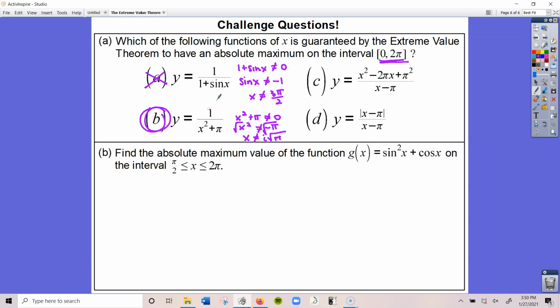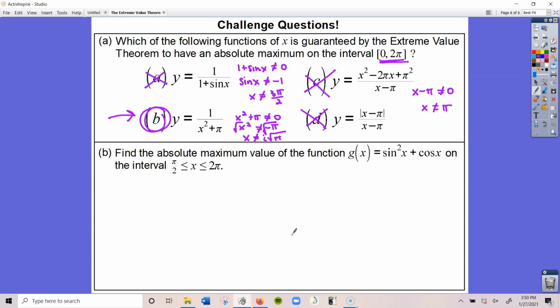But just so that you can see, in case you got this and you were like, I don't know what that means, you can check your other ones. For both of C and D, the denominators are the same. So x minus pi cannot equal 0, and we solve for x. X cannot equal pi because there we have a vertical asymptote, and pi is on the interval, so both C and D would not be applicable, leaving me with only B.